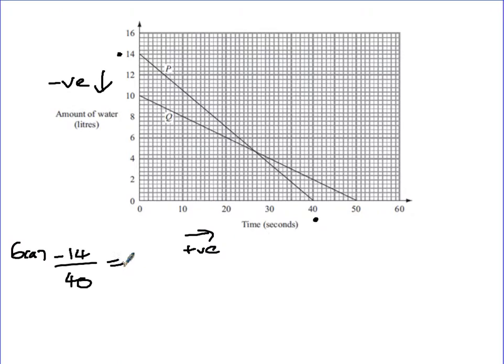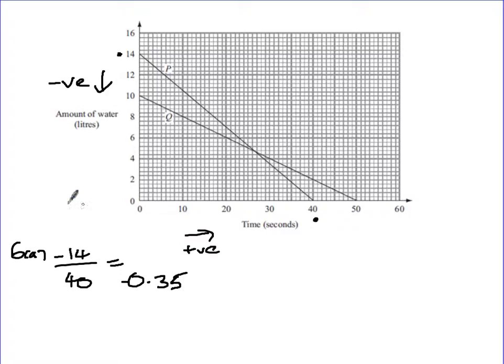So if you do minus 14 divided by 40, that'll give you 0.35. So we're on that one, done. We've then probably got another question, I would expect.